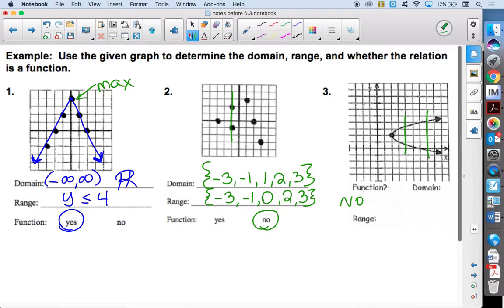So this graph represents Isa in first period. Oh, yeah, it actually did. Taking a nap during the movie. Yeah. So, not a function.